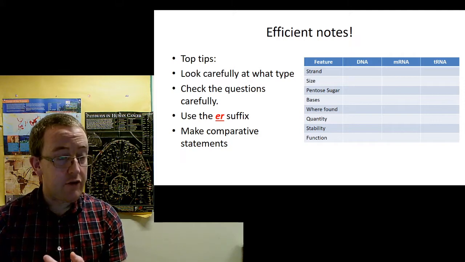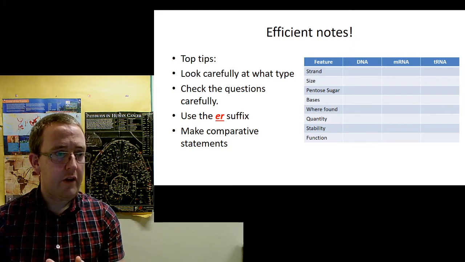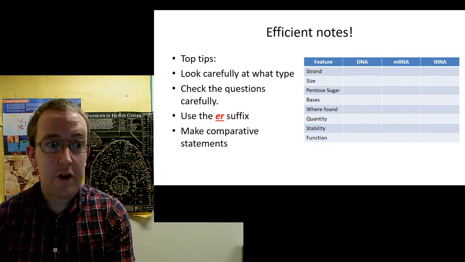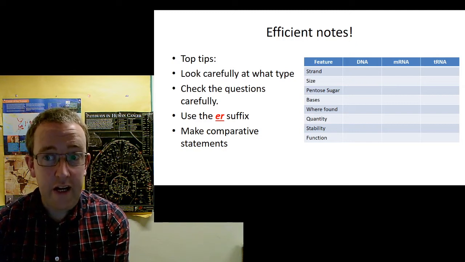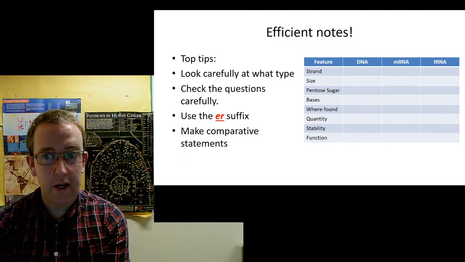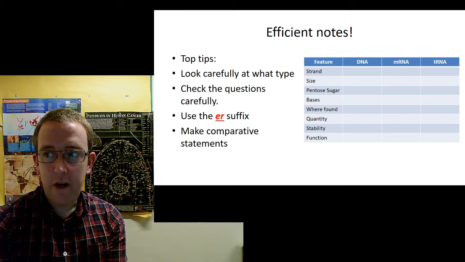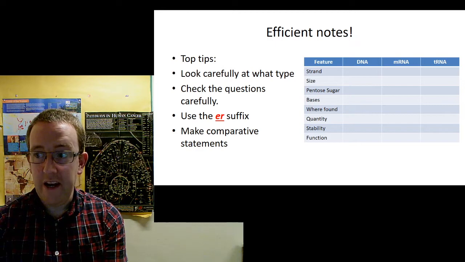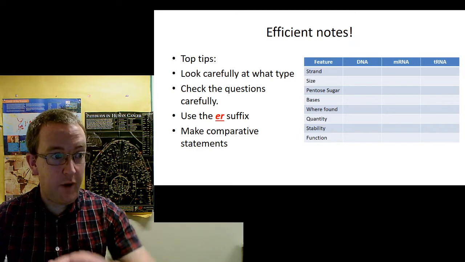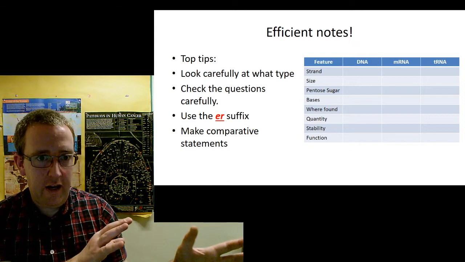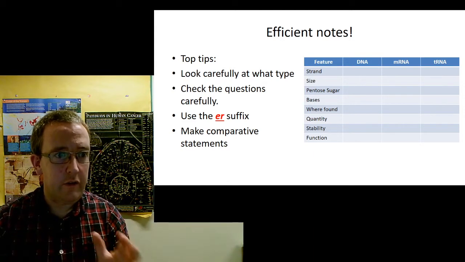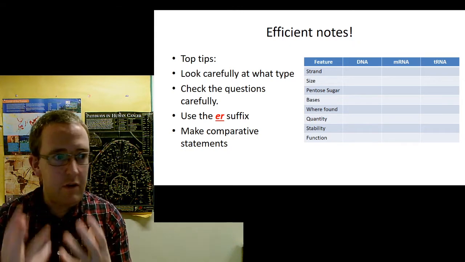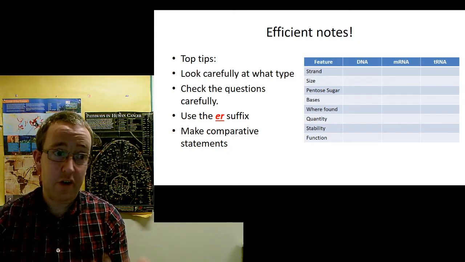So now you need to make sure that you finish your comparison tables off, okay, and here are some top tips for when you get questions like this on exams. Look very carefully at what type of molecule is being asked for. Are you being asked to compare DNA to tRNA, tRNA to mRNA, mRNA to DNA, or just the blanket RNA to DNA? Okay, what are you actually being asked to do? Check the questions very, very carefully, because obviously you might end up reading one question and answering another.